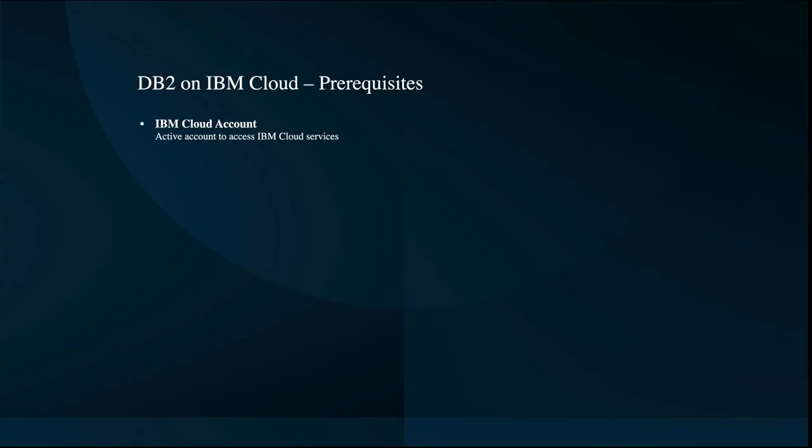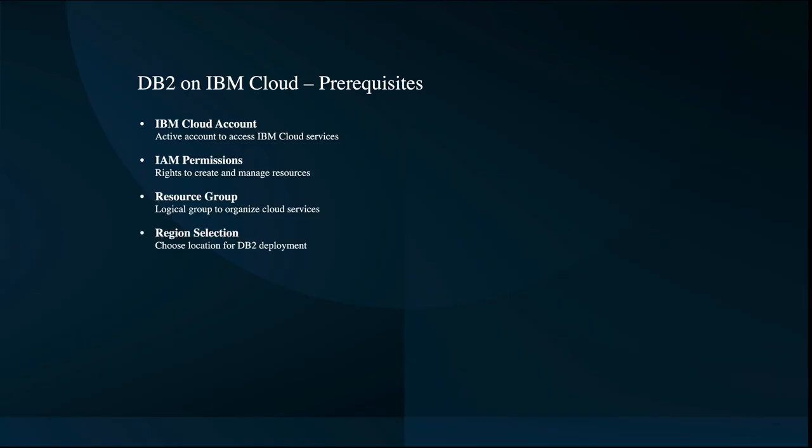1. IBM Cloud account. For accessing the IBM Cloud services, the user should have an active account. 2. IAM permissions. The user should have the right access to create and manage resources. 3. Resource group access. A logical group to organize cloud services. 4. Region selection. For creating a new instance, to choose the location, the user needs appropriate permission. 5. CaaS access. To view the console of the newly created instance in CaaS, the user needs CaaS access.